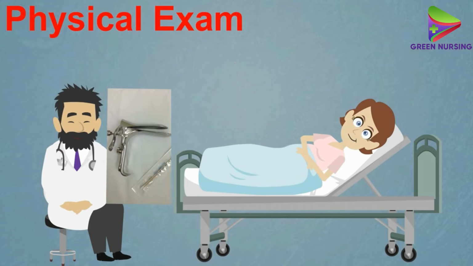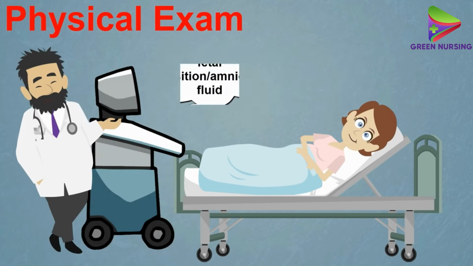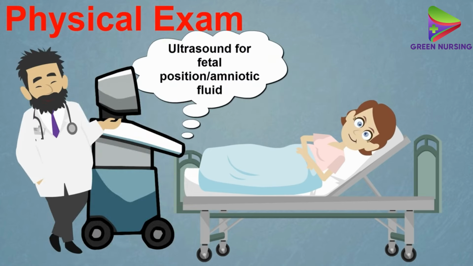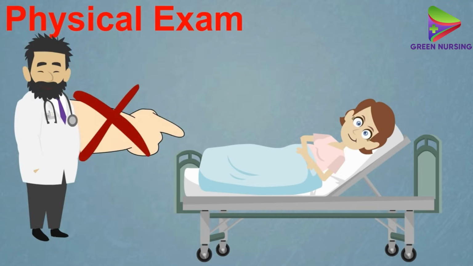For the physical exam, a sterile speculum examination should be performed to visually assess the cervix and to swab for cervical gonorrhea and chlamydia. A group B strep culture should be obtained as well. An ultrasound should be performed to assess fetal position as well as to assess the amount of amniotic fluid. Remember to minimize digital cervical examinations to decrease the risk of infection.